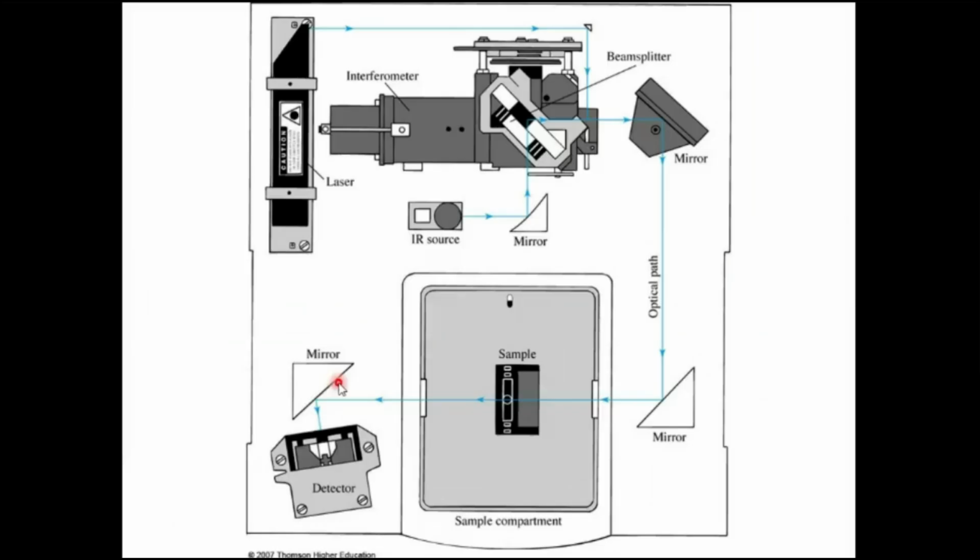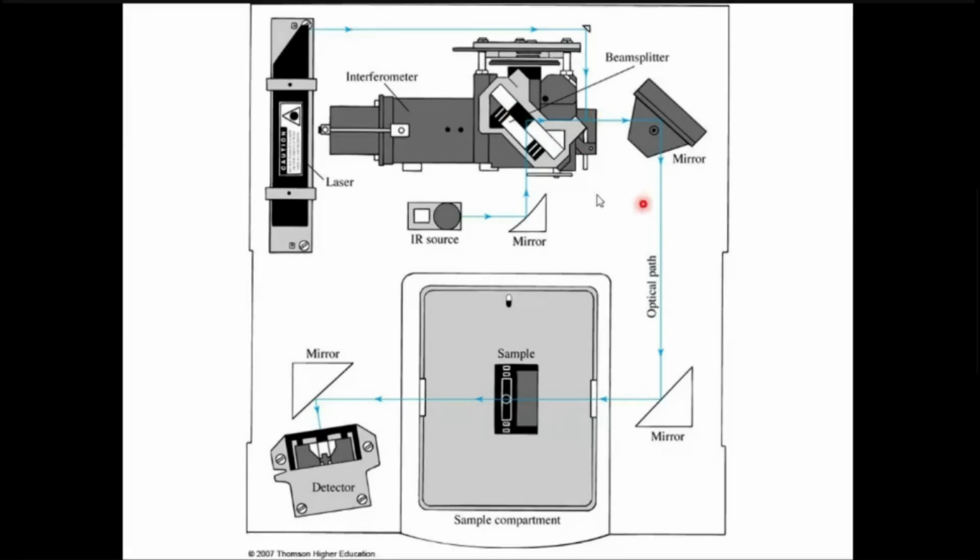Now, you may observe that there is a ray of light going along the original infrared source. Does anybody remember what that light is? It is a laser of fixed wavelength. So when it is going along with the original infrared radiation, the detector will detect its interference pattern, which will be used as the scale for the interferogram.